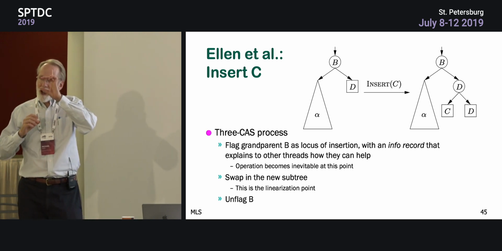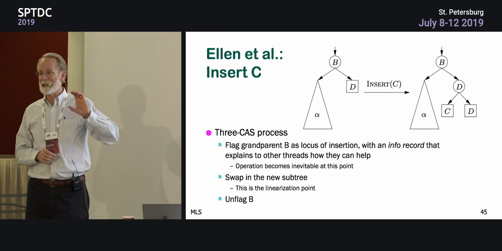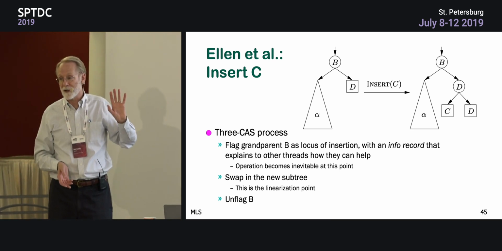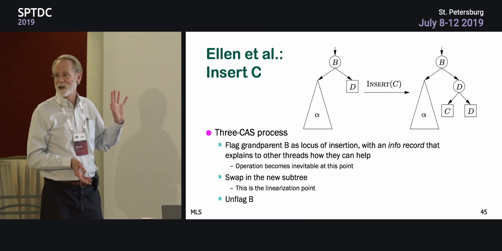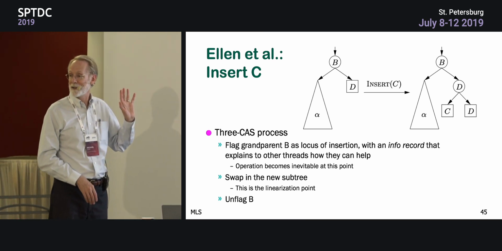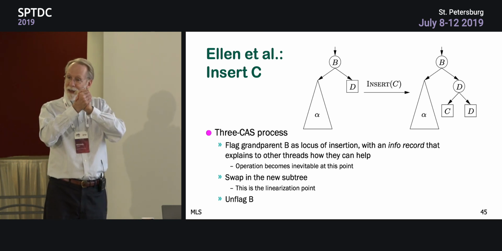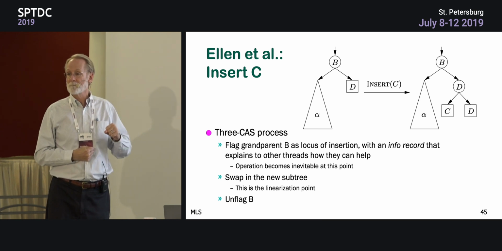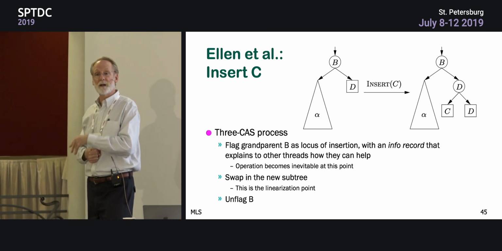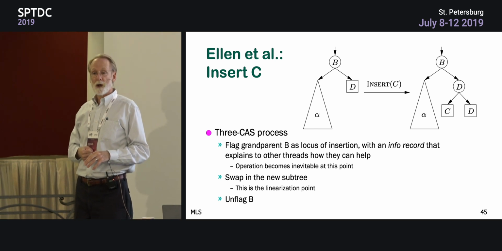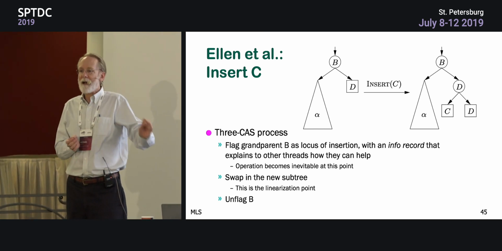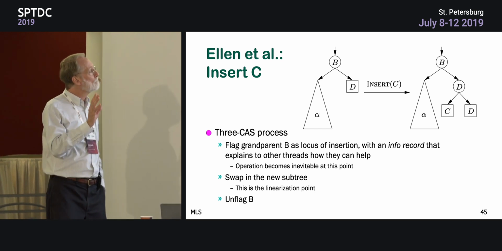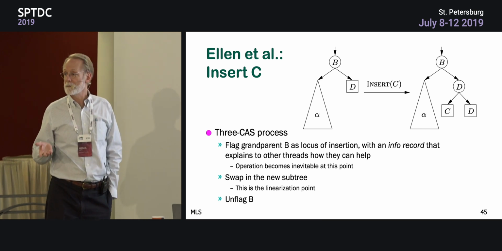So we have a little record that says, I am inserting C into this tree, and I think I'm going to be doing it by putting a new internal node as your right child that's going to have your old right child as its right child, and I'm going to have a new left child of that. So you write all that down in a little bundle, and you put it into node B to say what you're doing. And anybody else who comes along and finds that node can finish your operation for you. So if you get preempted after writing that note down, somebody else can help it along. It's not actually the linearization point yet, but it's the point at which helping can happen.